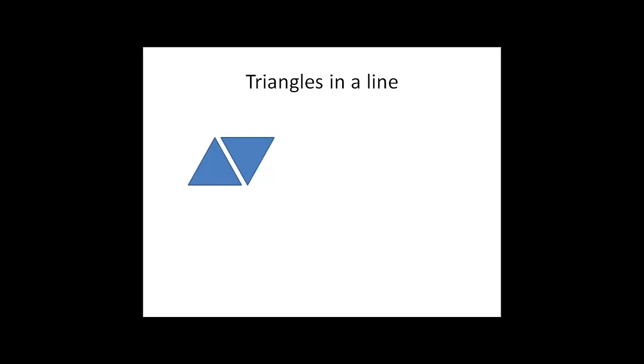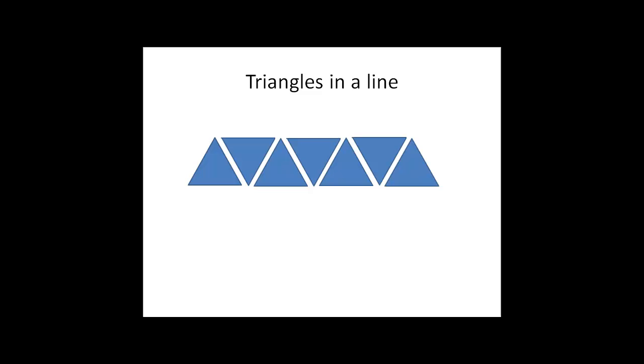Now add another triangle so that it points down. Add a third so that it points up, and a fourth so that it points down. Add a fifth so that it points up, and now a sixth, and a seventh.